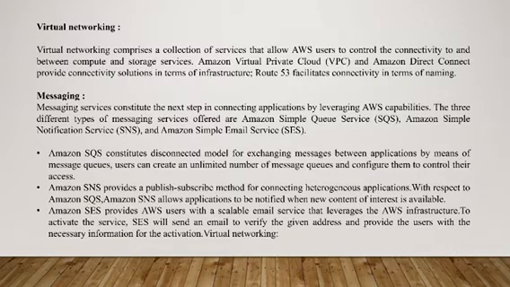There are 3 types of messaging services. First one is SQS, Amazon Simple Queue Service. Second one is Amazon Simple Notification Service. The last one is Amazon Simple Email Service. SQS is basically exchanging the messages between the applications and the queue, and SNS provides a publish-subscribe method for connecting heterogeneous applications with respect to SQS and SNS. And the last one, SES, allows users to send their email and verify whether the given address is correct or not.